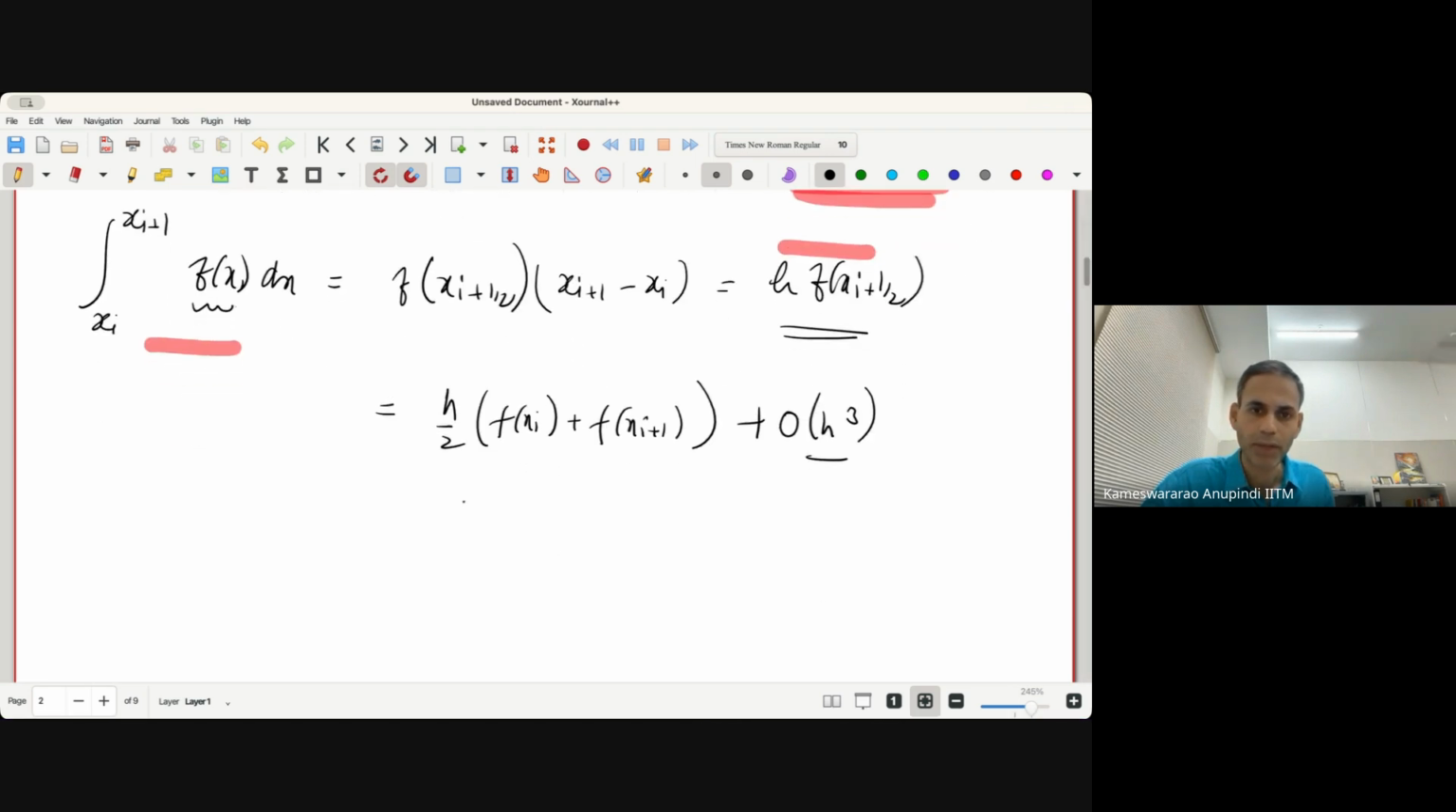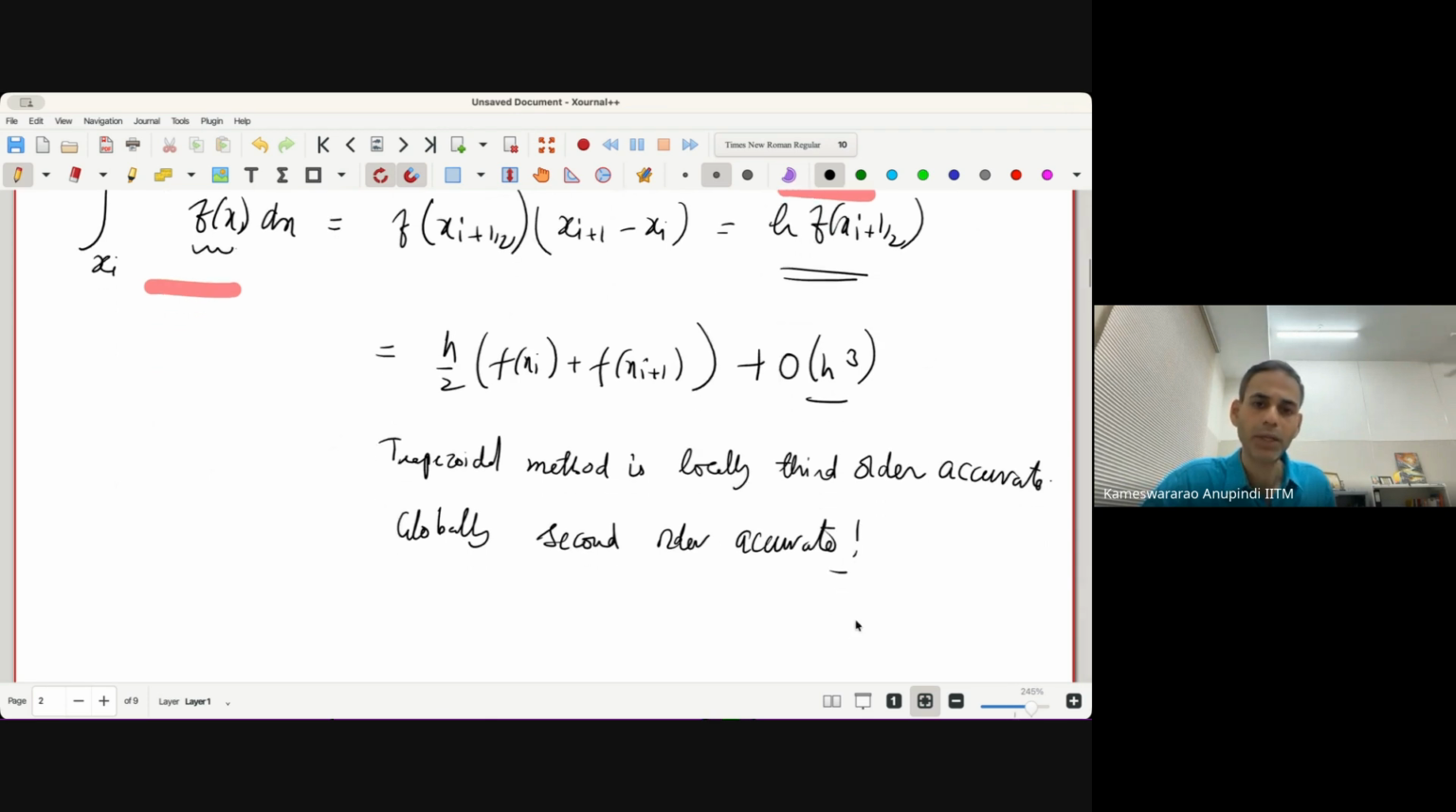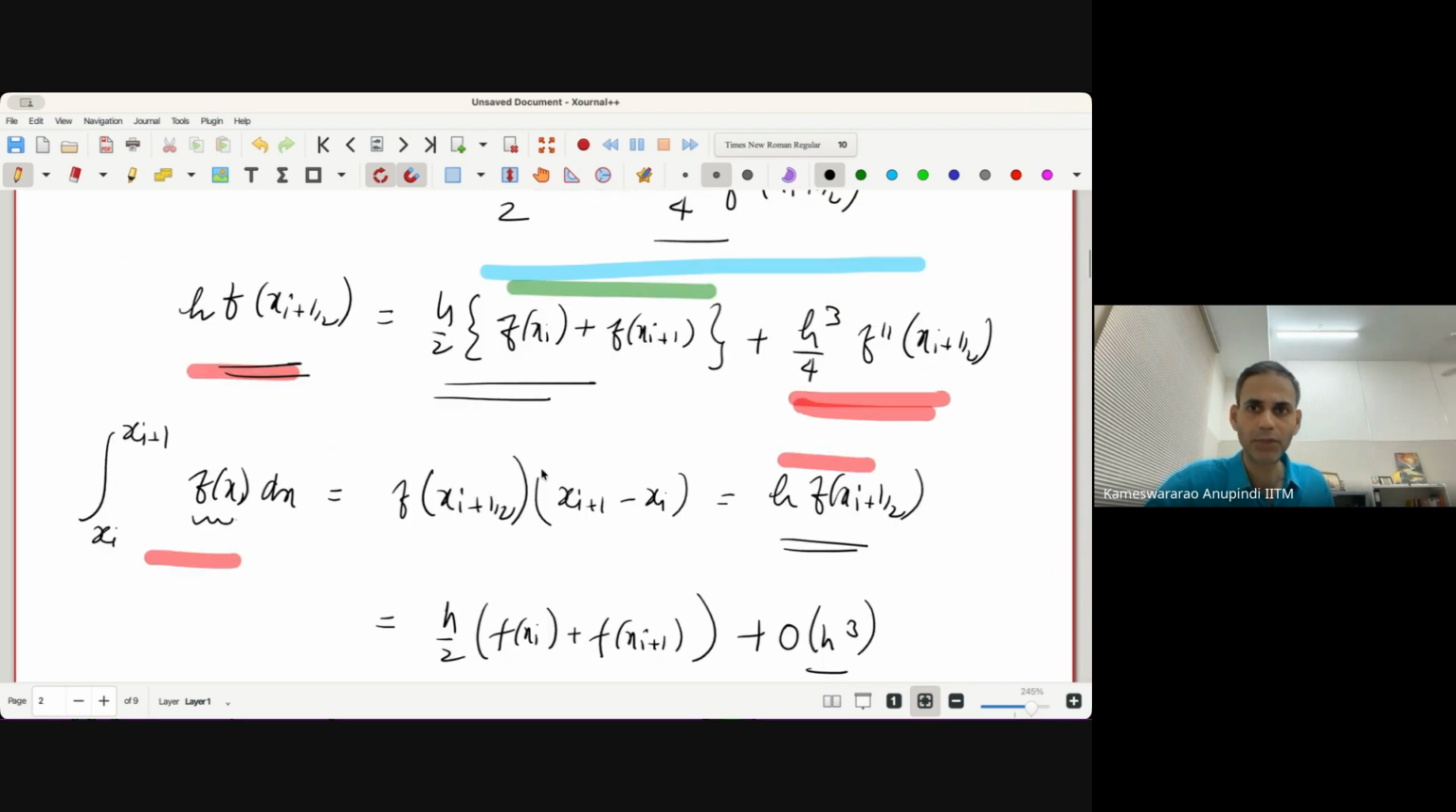Okay, so what we have here is that the trapezoidal method is locally third order accurate and globally second order accurate. Okay, so that is about the order of accuracy for the trapezoidal method.